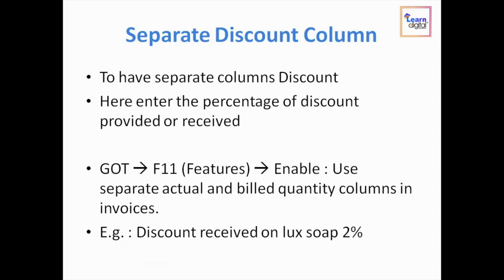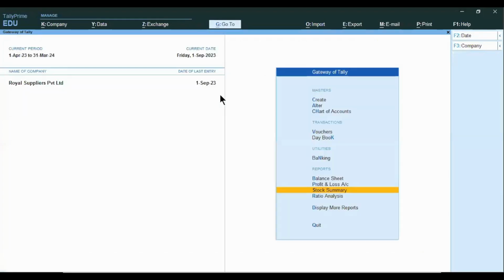There are possibilities that we get trade discount, and we know trade discounts are not reflected in the books of accounts. There we do not provide any separate discount ledger for such trade discount, and to enter such trade discounts we need a separate discount column. So to have the separate discount column we need to enable separate discount features. So go to F11, voucher.